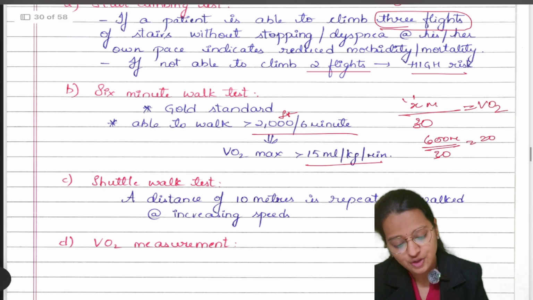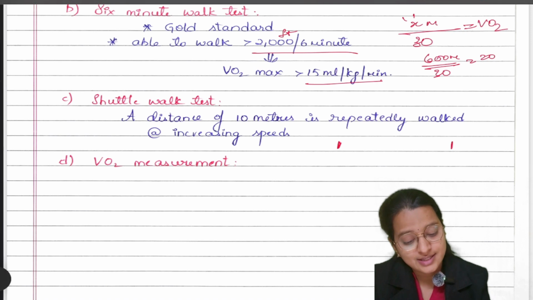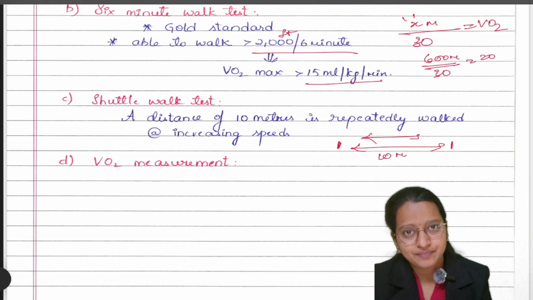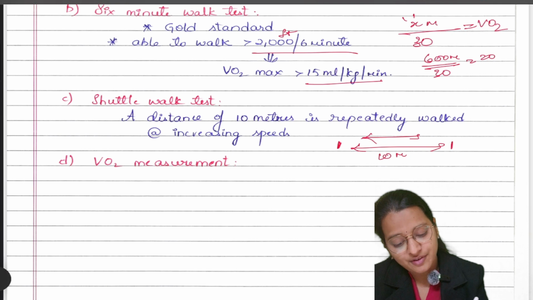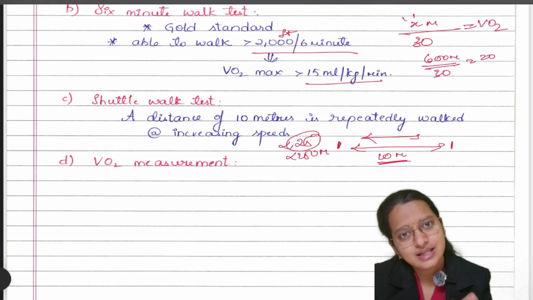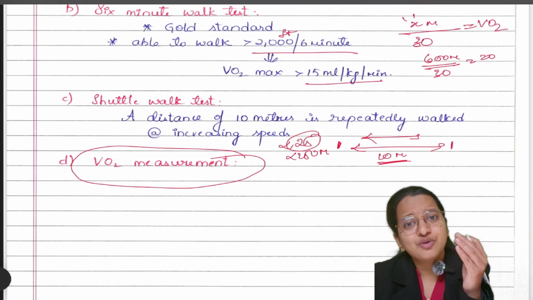Okay. Coming to the shuttle walk test, here we'll have 2 markers placed at a distance of 10 meters, and the patient is asked to shuttle between these two at increasing speed. If he is unable to complete at least 25 shuttles, that is less than 250 meters, because one shuttle is 10 meters, right? His VO2 is low.